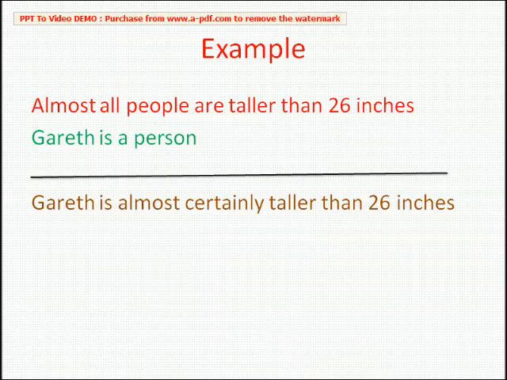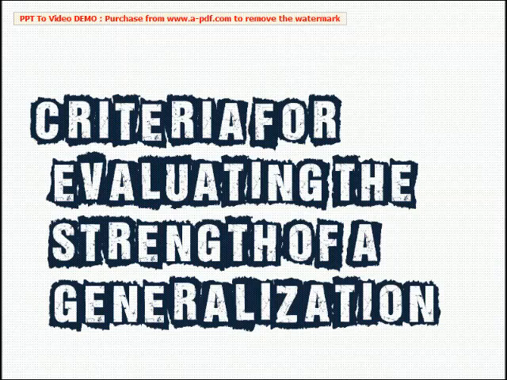Example: almost all people are taller than 26 inches. Garrett is a person. Therefore, Garrett is almost certainly taller than 26 inches. Criteria for evaluating the strength of a generalization.